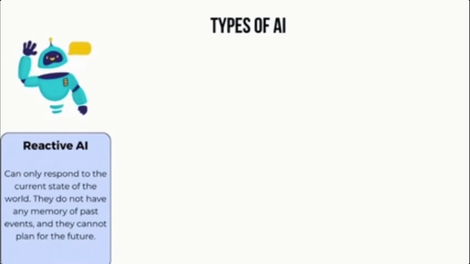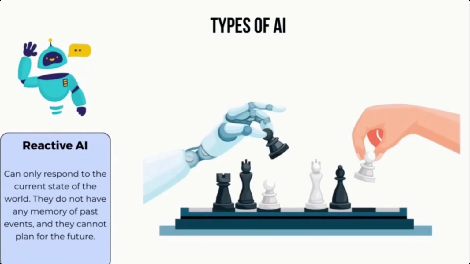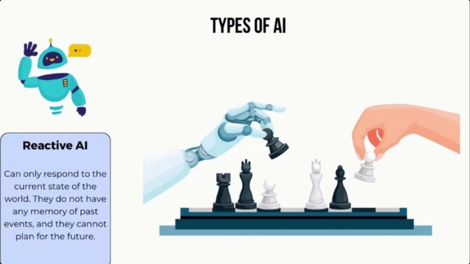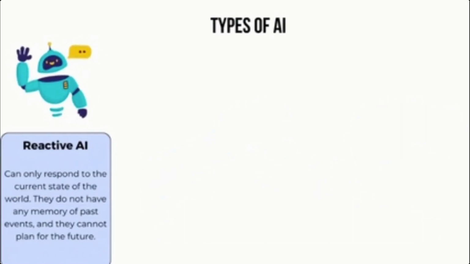Reactive AI systems can only respond to the current state of the world. They do not have any memory of past events, and they cannot plan for the future. An example of that is a chess playing robot that only follows a set of logical instructions and reacts properly based on the opponent's move.